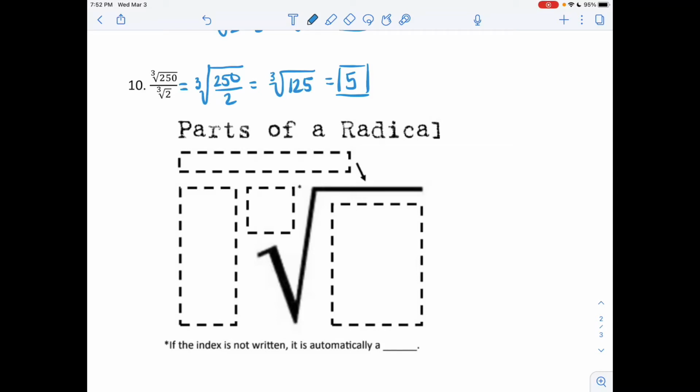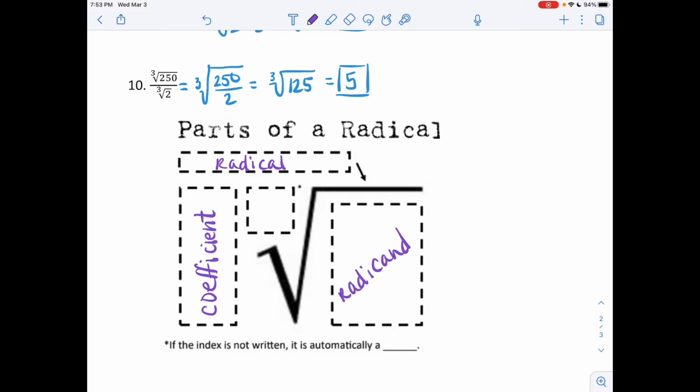We've already talked about most of these terms before, but I just want to make sure that everybody knows what I mean when I use some of these terms that are parts of a radical. So the radical itself is the actual symbol here. And the part that is underneath the radical is typically referred to as the radicand. If it has a number out in front of it, then that would be a coefficient.